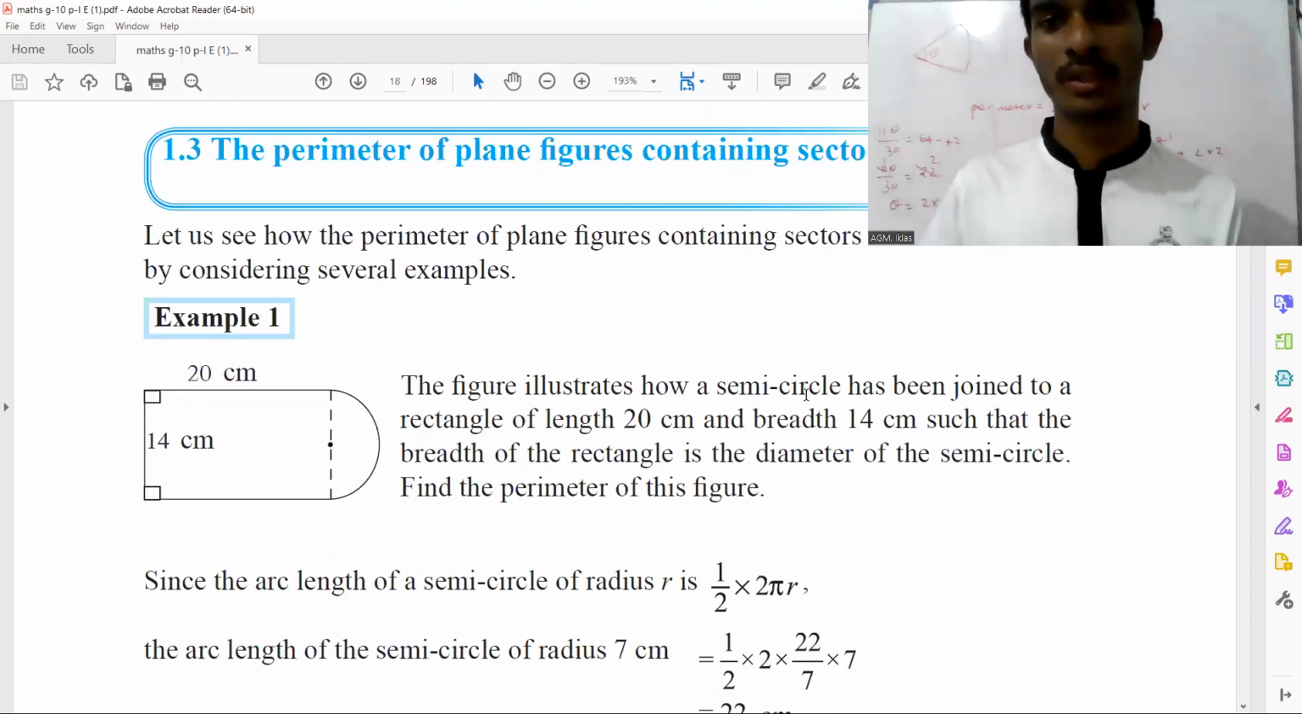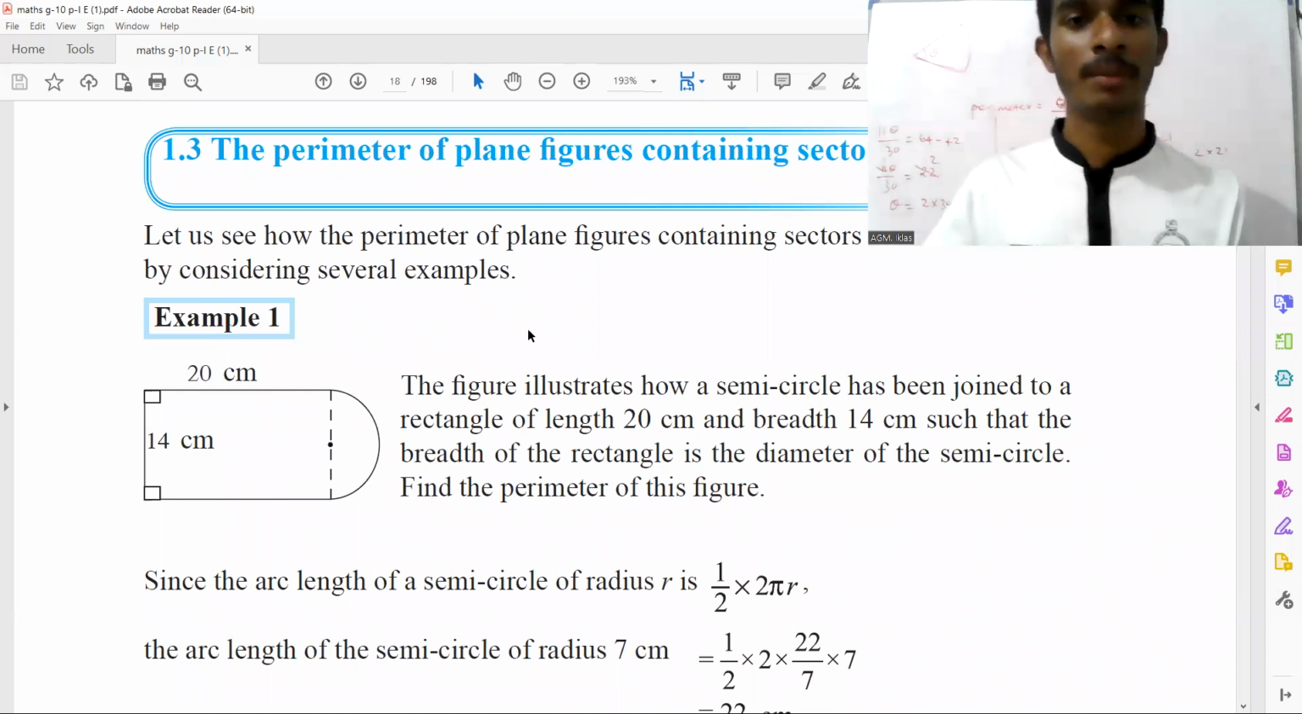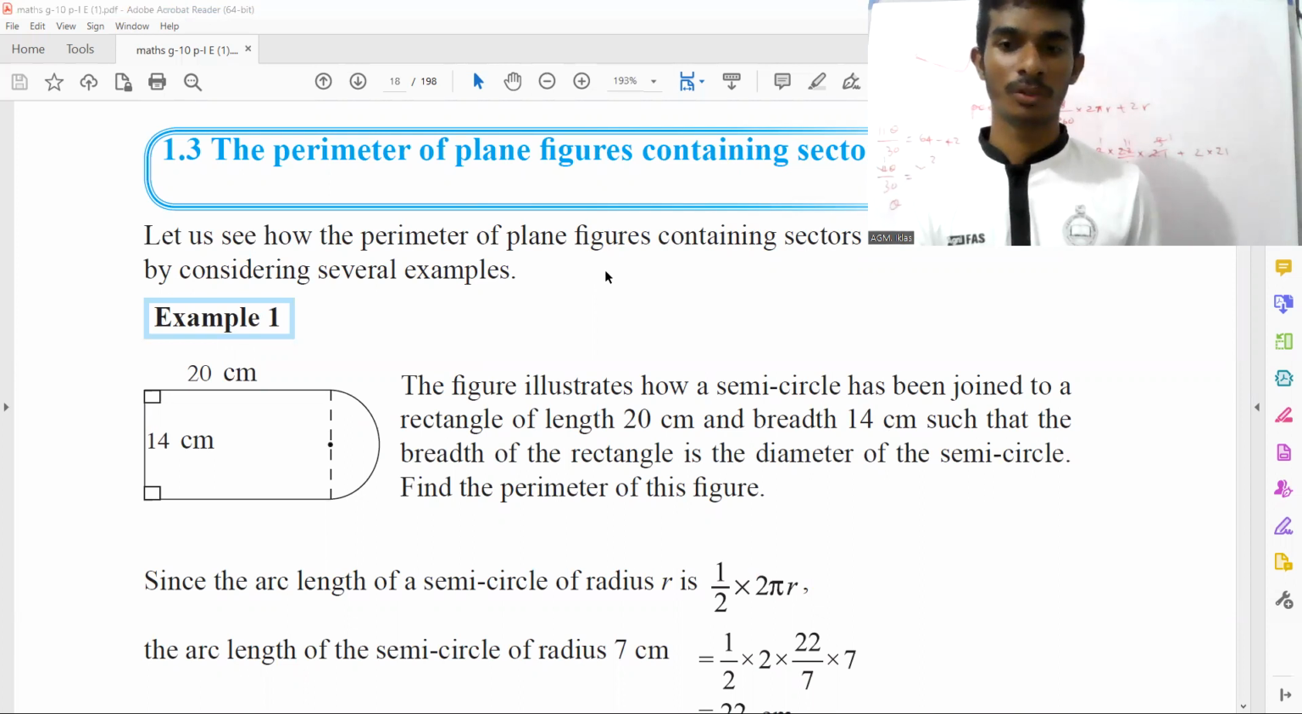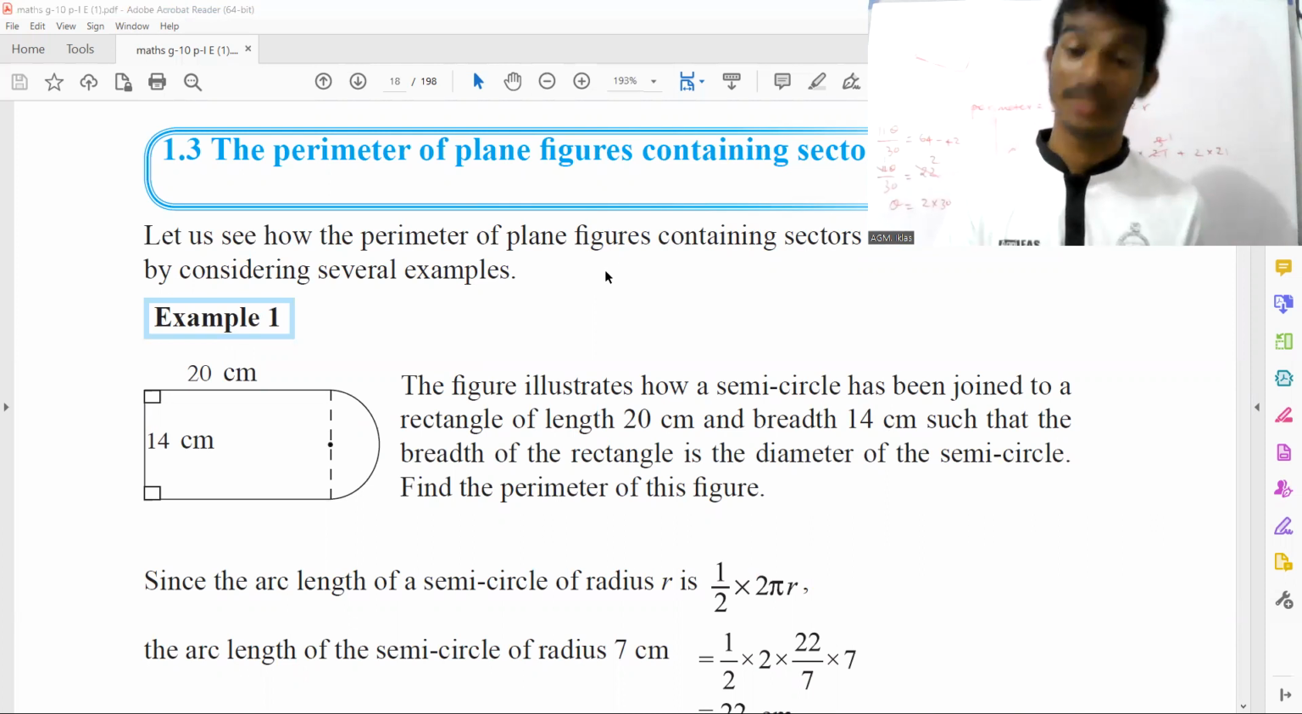Right. 1.3 is about the perimeter of plane figures containing sector of circle. Now we are going to find the perimeter of compound figures in which a semicircle or a sector is involved. So if you look at example number 1, let me sketch the diagram. I have roughly sketched it. So this is 20 centimeter.